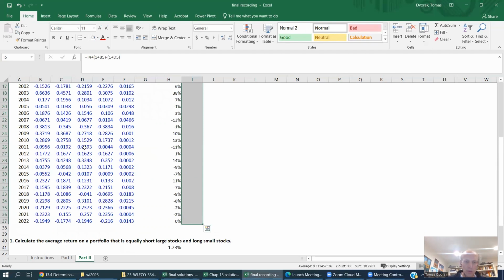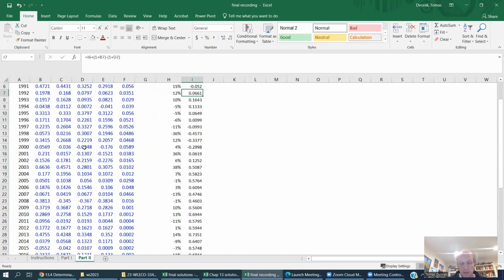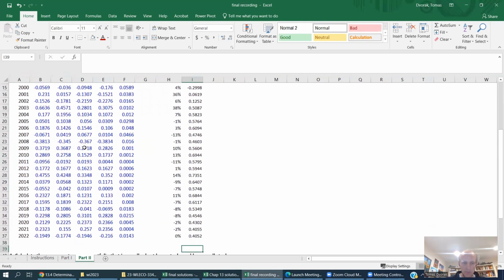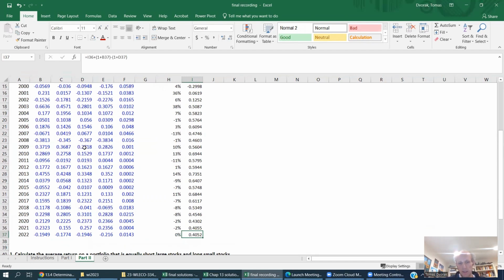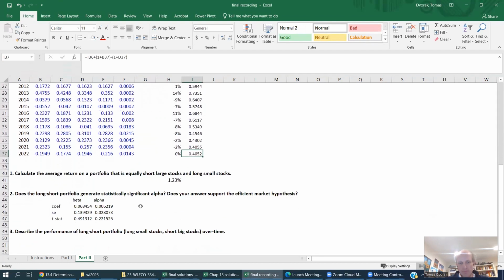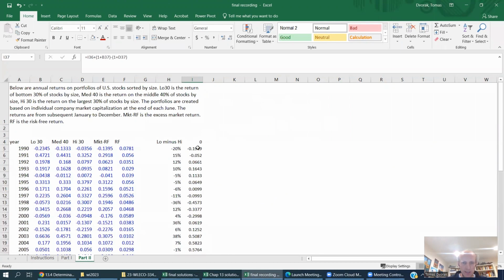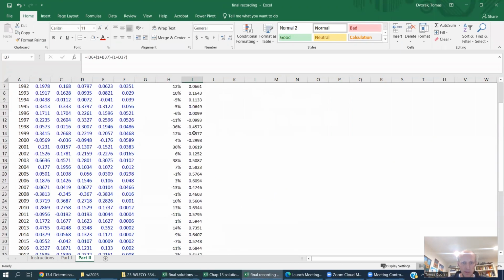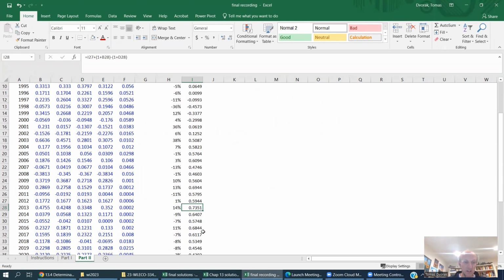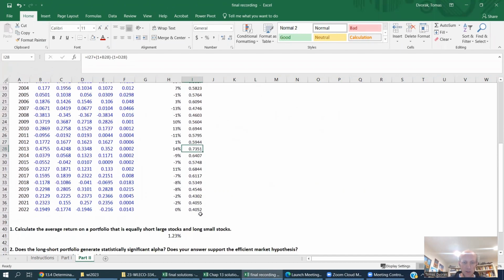I'm going to do Control D on this. And I see that at the end, 32 years later, I would have made money. I would be up 40 cents, which is not bad. But over time, just looking at this, you can see periods where I'm deeply negative, then it goes as high as like 73 cents, but then starting 2013, it just goes down.